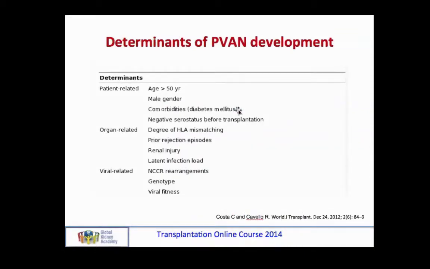So what are the risk factors for BK nephropathy? Well, the patient-related ones are age over 50, male, diabetes, and negative BK serostatus before transplantation. High degree of HLA mismatching, rejection episodes, renal injury, and latent infection load. And then there are factors related to the virus, such as the genotype and the number of non-coding region rearrangements.